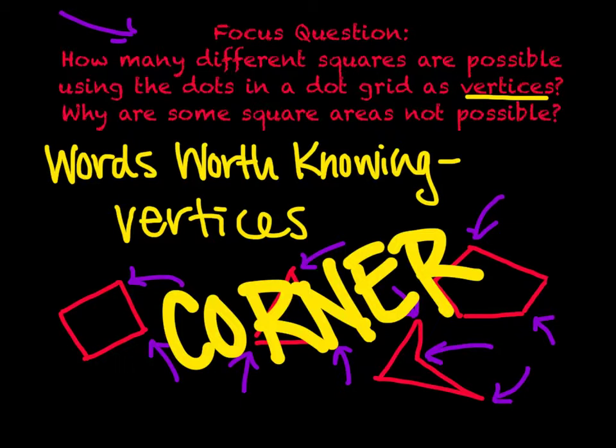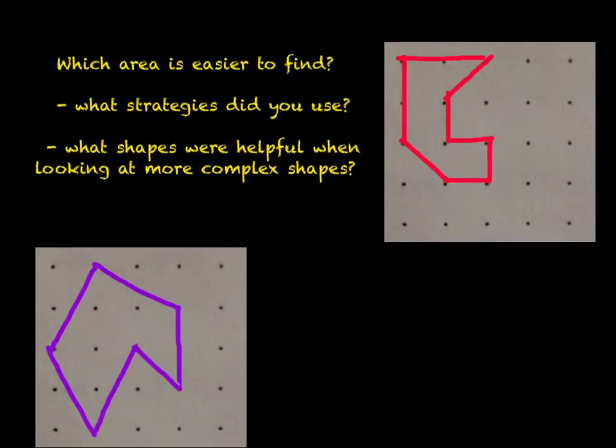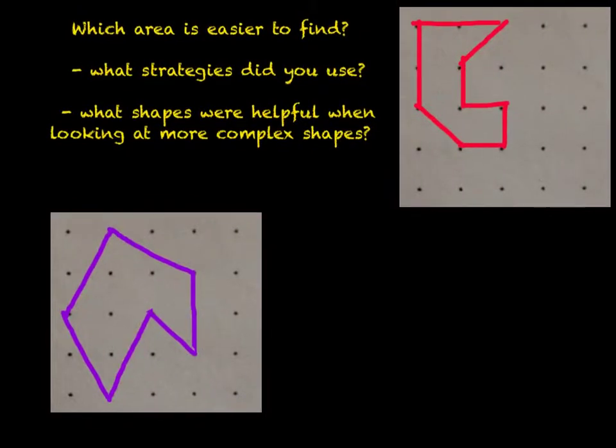So let's move on. We know that vertices are important, and it looks like we're also going to be using dot grids to find square areas. So let's do just that. Let's talk about some of the areas that we were looking at in 1.3. So here's the question. Which area is easier to find? What strategies did you use? What shapes were helpful when looking at more complex shapes?